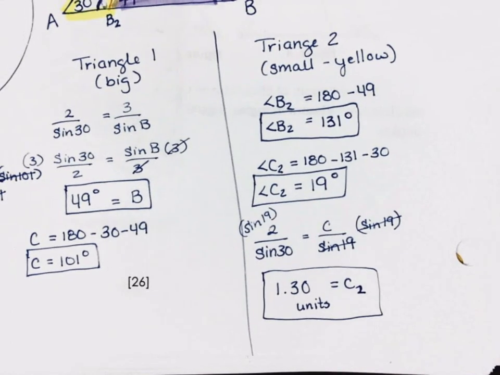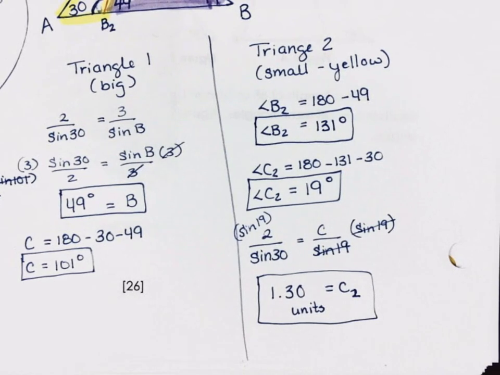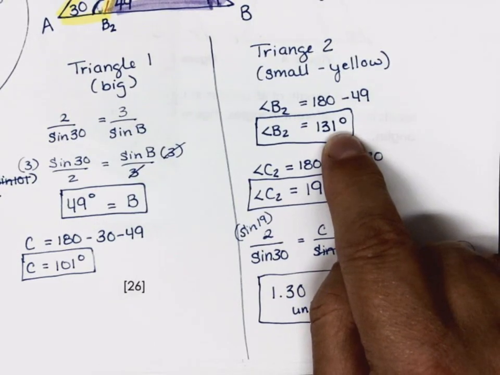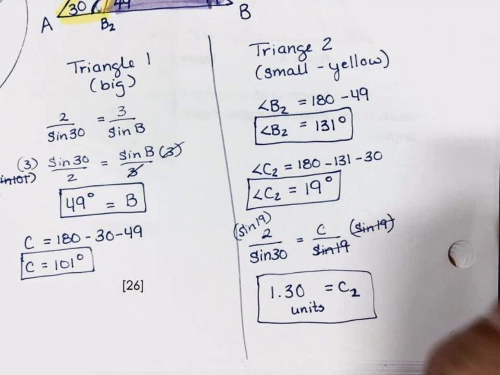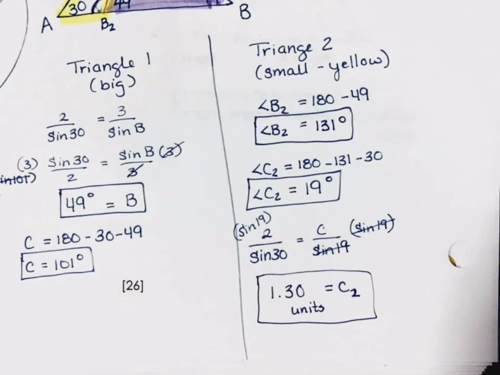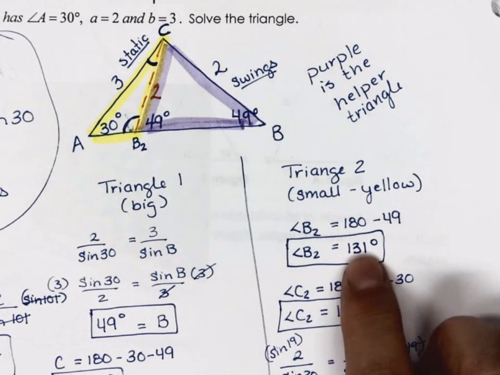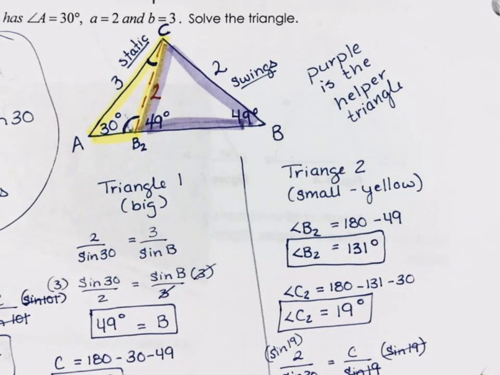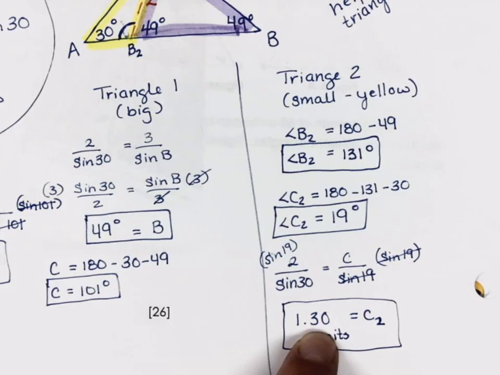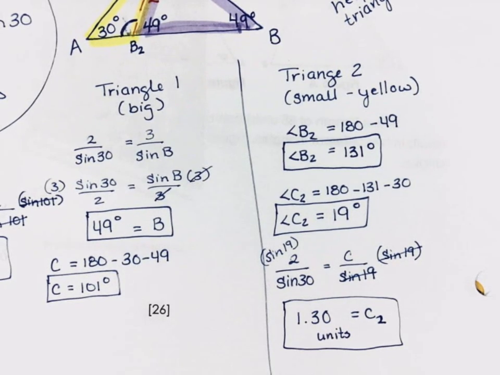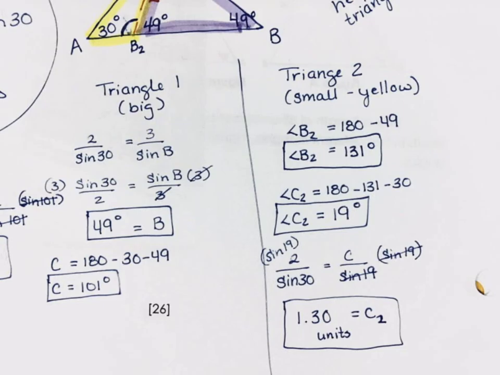So if we look at this, what's my largest angle? 180 or 131. 131 is my largest angle. It's B2, right? So B2, what is the longest side of the triangle? 3.93. Oh, I'm messing up. Did we mess up here? Did you guys get 1.3? Sine of 19 times 2 equals 5 minus sine of 30. No, oh yeah, 1.3 is right, yes.